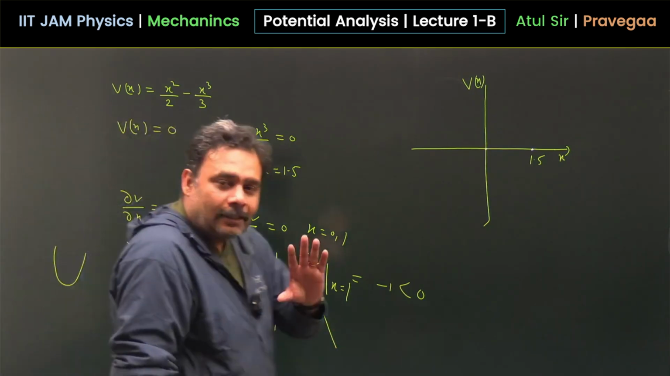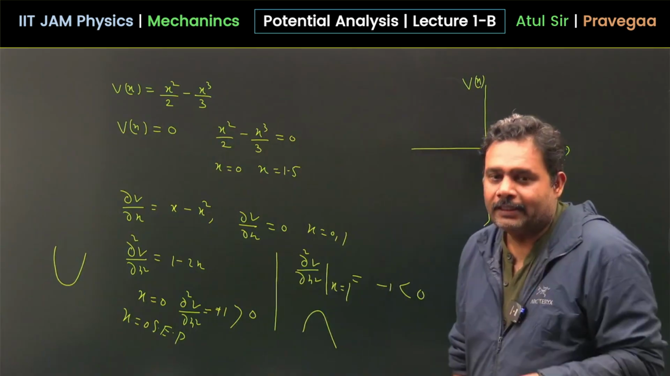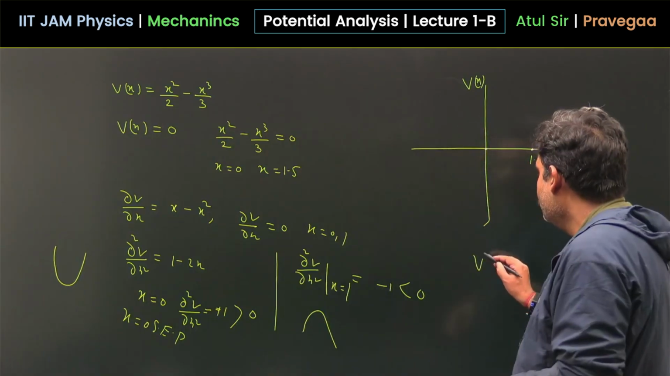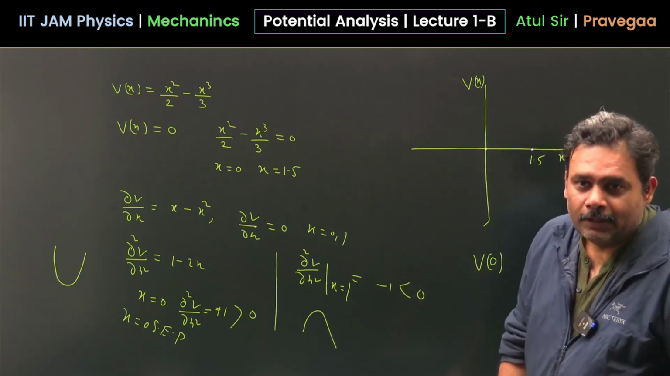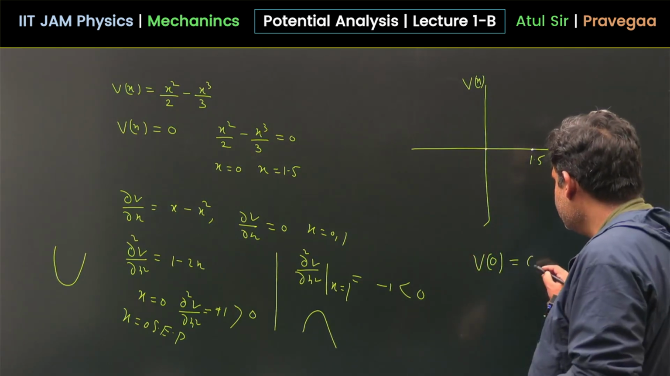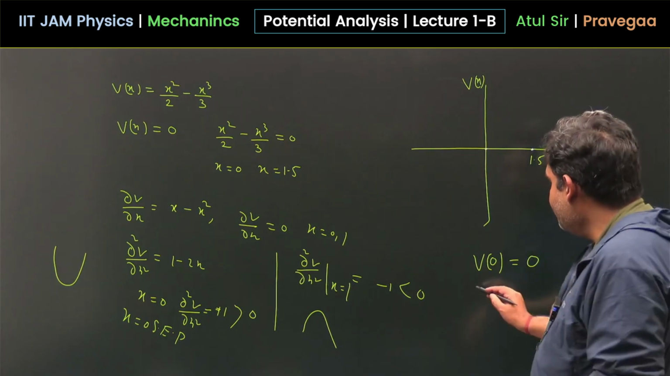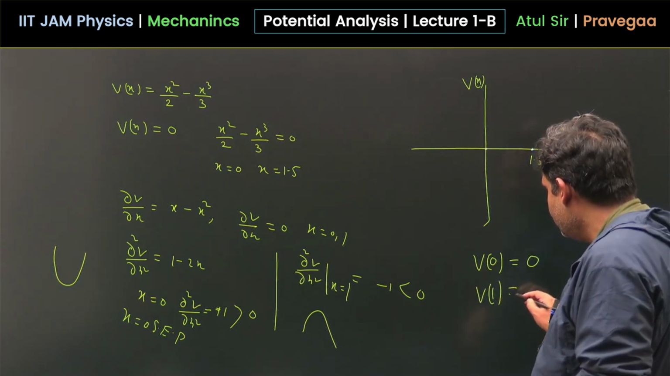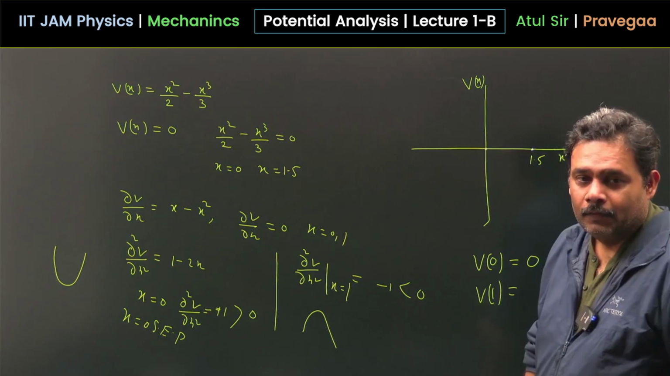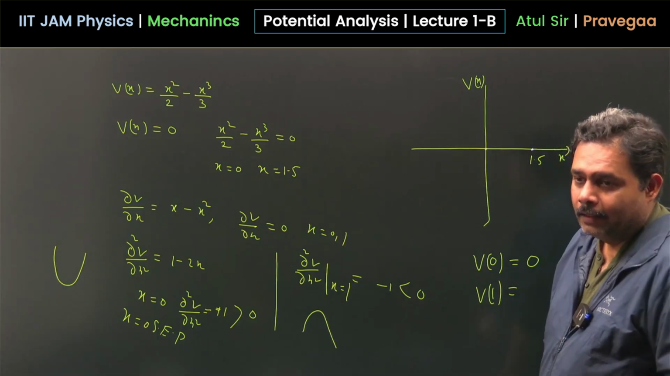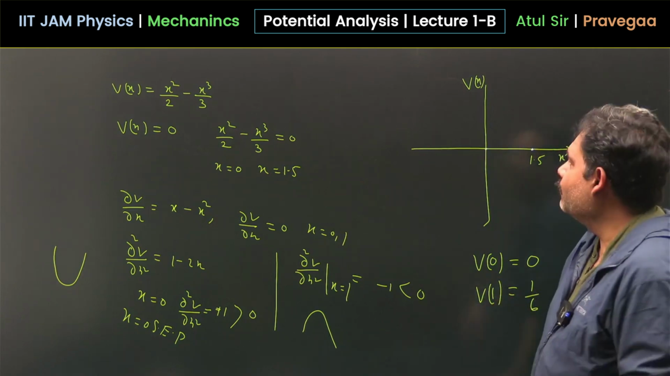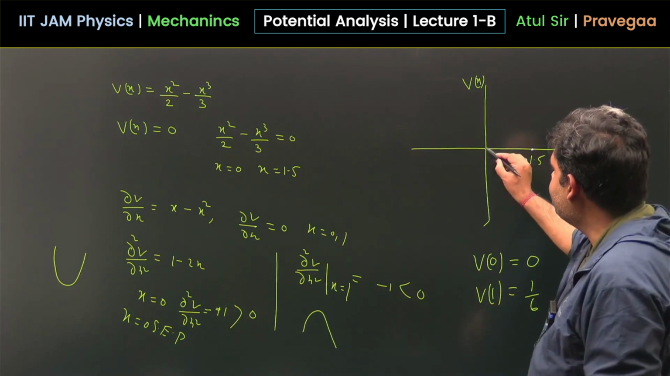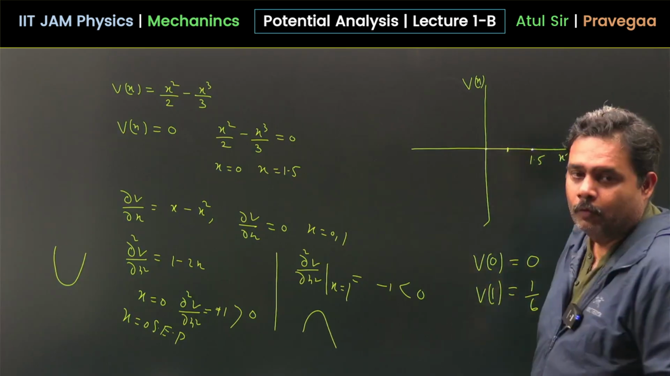यहाँ पर एक चीज आपको और चेक करना होगा. वो क्या चेक करना होगा? You have to check what will happen at V0. What is the value of V0? That value is 0. What will happen at V1? What is that value? What is the value of V1? 1 by 6. What is meaning of that? Meaning of that, at x is equal to 0 and x is equal to 1.